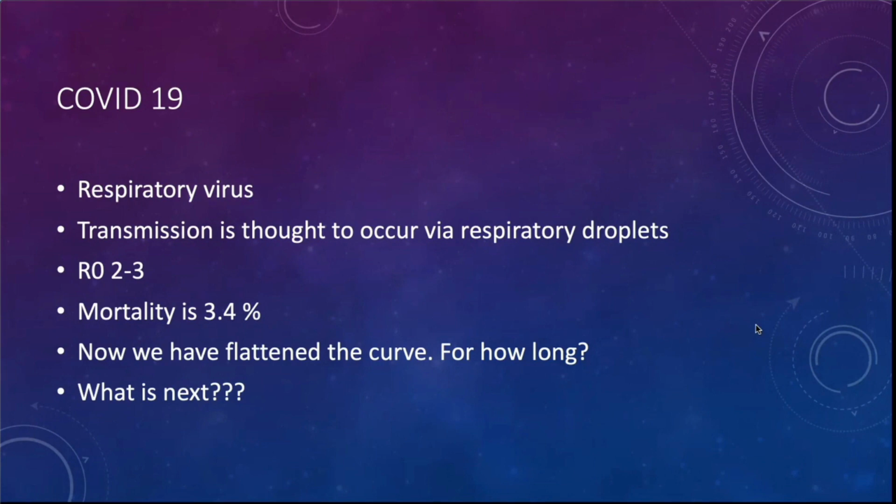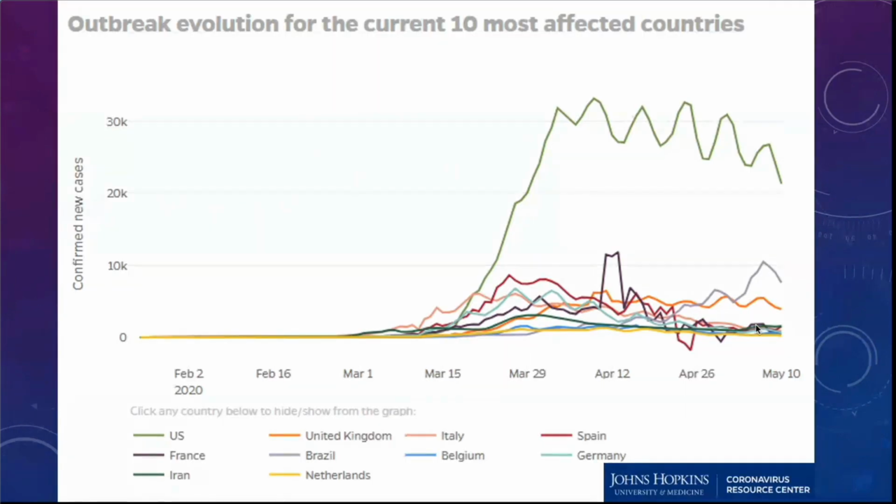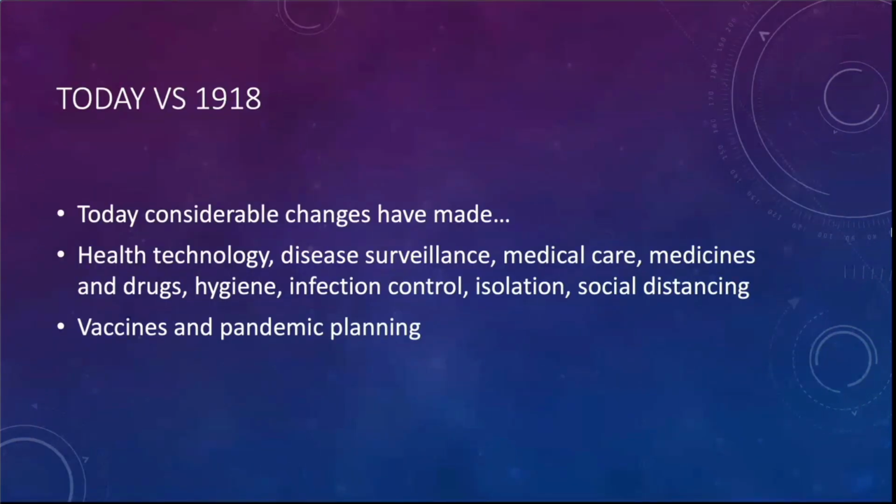And what will happen next? We don't know, as we learn every day from this virus. This is what's happening according to Johns Hopkins with COVID-19 as of May 10. So many countries are doing a pretty good job decreasing the cases, but we don't know what's going to happen next as more places are opening the economy and so on. Are we going to have a second wave, a third wave? We don't know.